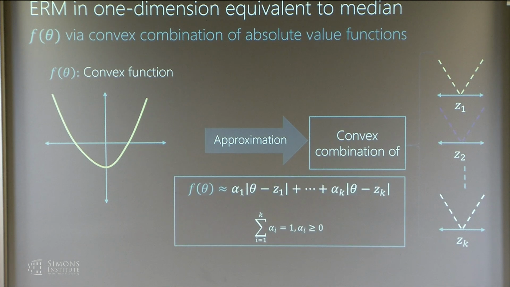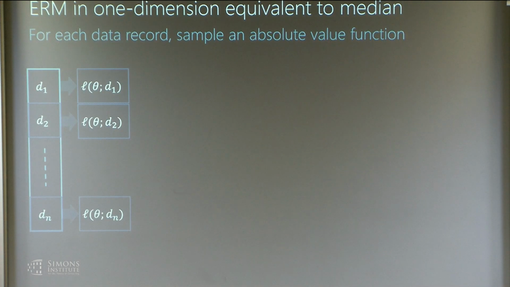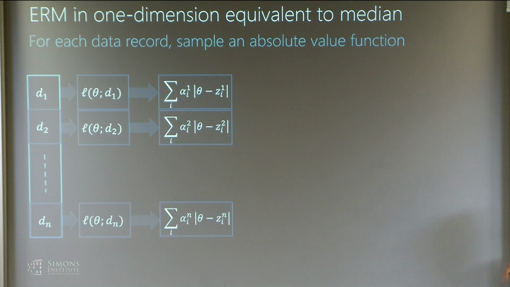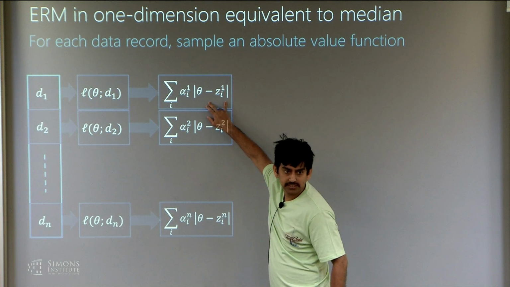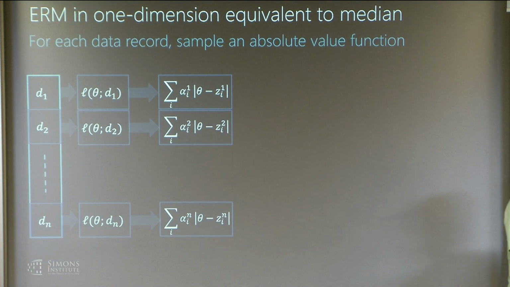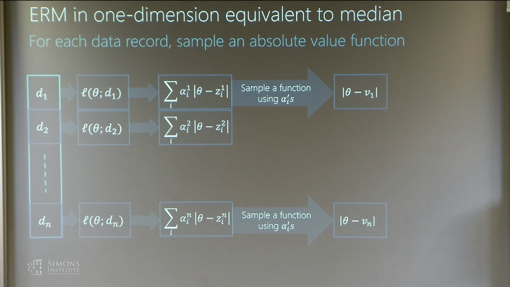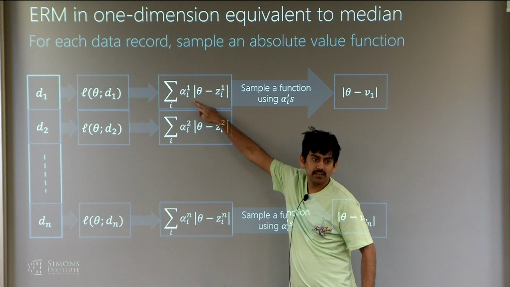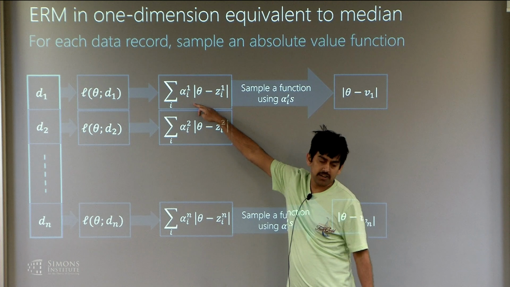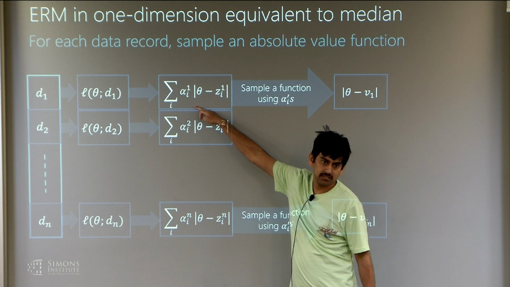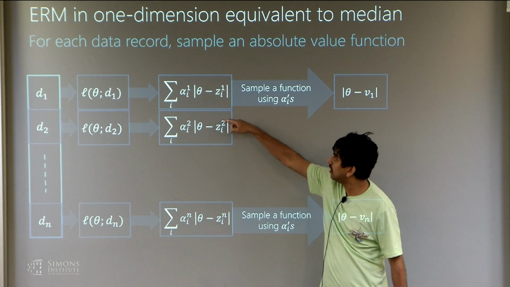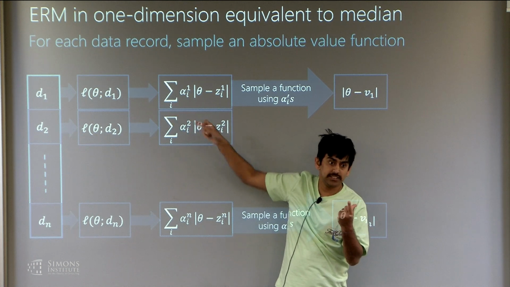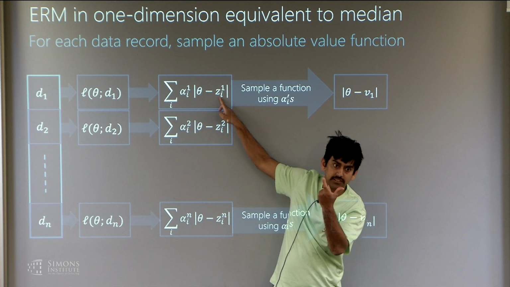Now, for each data sample, I'll take my loss and write it as this convex combination of absolute value functions. Then I will sample one absolute value function with probability given by its weight in the convex combination. What are the Zi's? Oh, the Zi's are, like I told you, the centers of these absolute value functions, since I approximate the loss function as a convex combination of a bunch of absolute value functions.